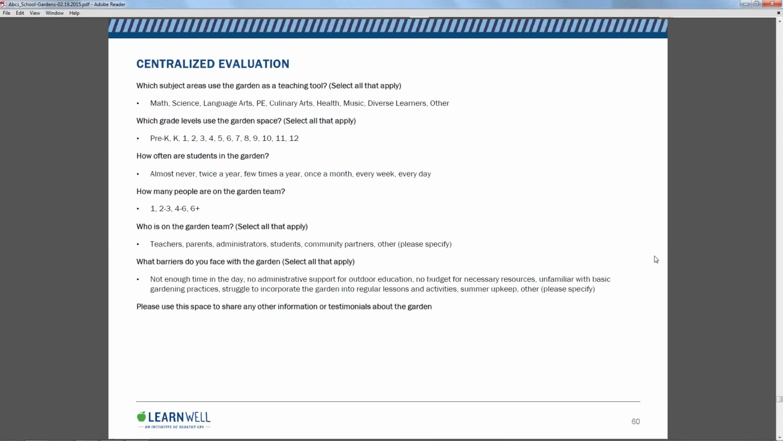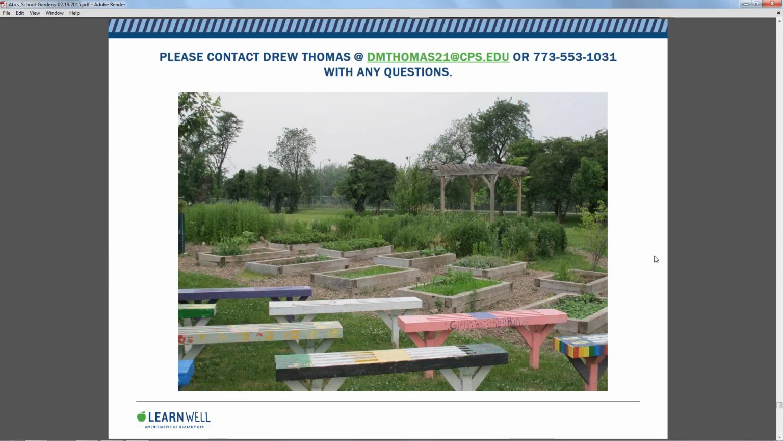Again, so that we can see maybe we're doing really well with middle school science and math classes, but we're really lacking with that 3rd, 4th, 5th grade area and around language arts and social sciences. Or maybe we're really good with diverse learners, but we could use more support in math and hard sciences. More to come on that, and if you have any questions about our evaluations, about our programming, or about the partners that we are working with, please feel free to contact me. There's my email address and my phone number on this slide, and I hope everybody gets growing this spring.